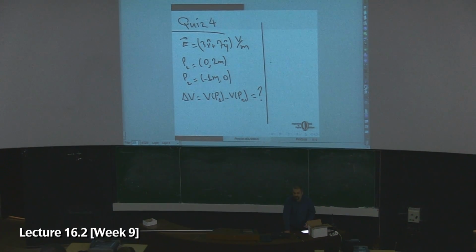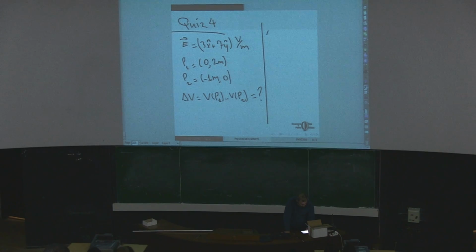Now the electric field is just a constant. The potential difference, delta V, would be minus the integral of E dot dl from point P1 to point P2. Well, since the electric field is constant, you can just take it out of the integral. Minus E dot the integral from P1 to P2 of dl. Well, this is just the sum of the displacements, the net displacement that you go from P1 to P2.